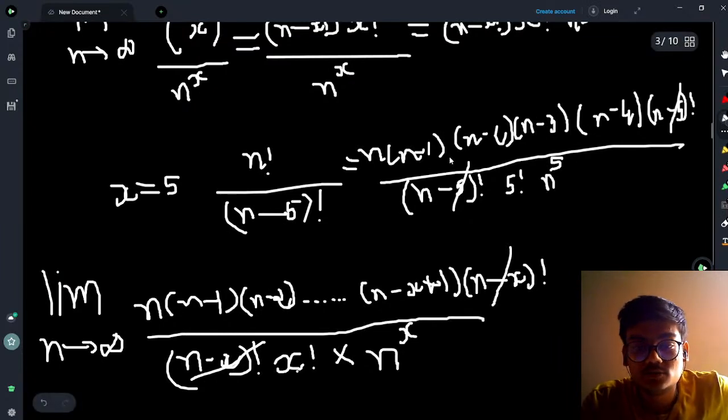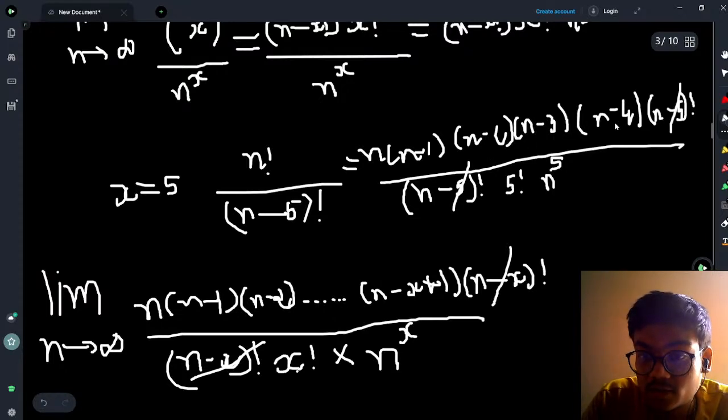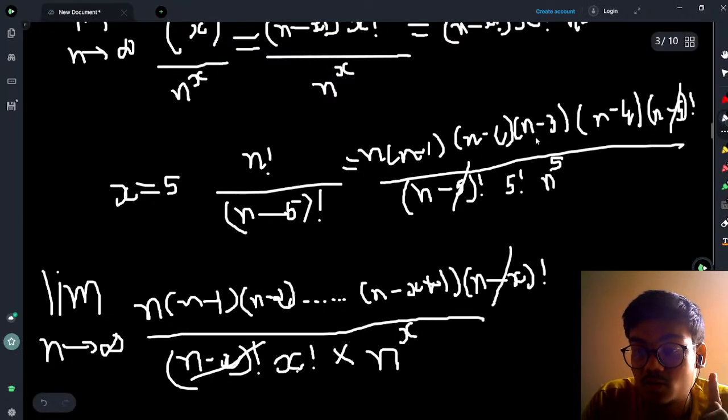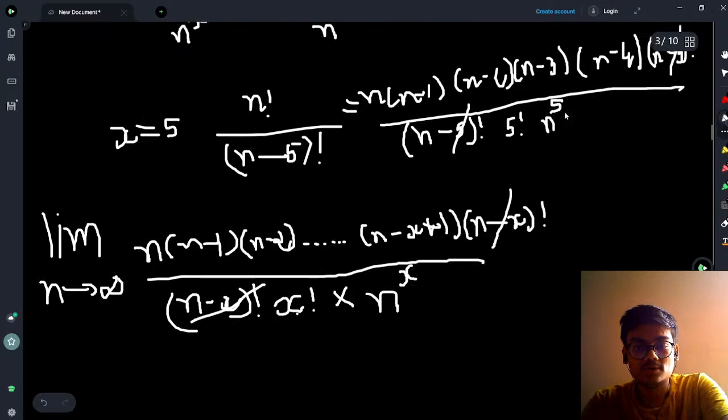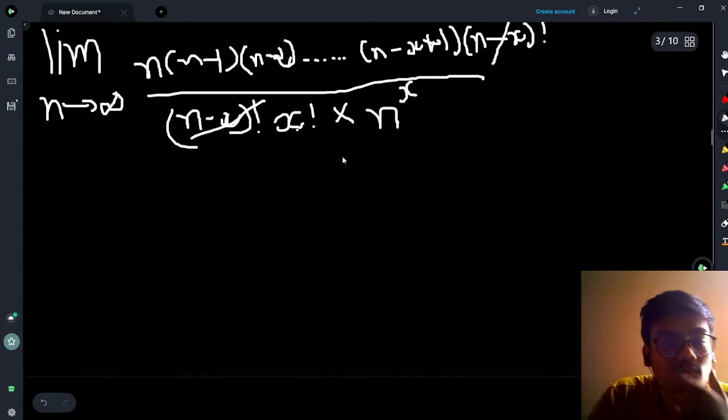So what we are getting here is 1, then n minus 1 by n, then n minus 2 by n, then n minus 3 by n, then n minus 4 by n. So 1 into, please listen carefully, 1 minus 1 by n, 1 minus 2 by n, 1 minus 3 by n, like that 1 minus 4 by n. The same thing I want to do here: I want to give the n to all the above terms.